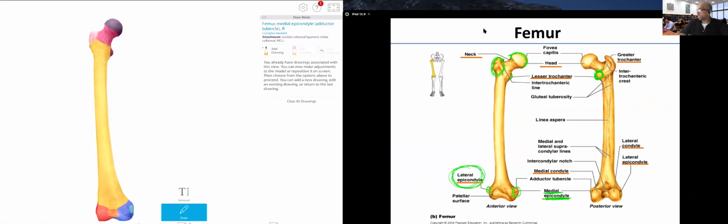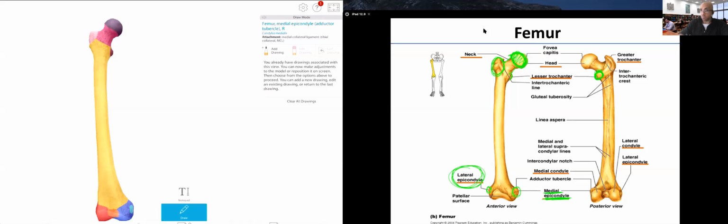So again, what we're looking at in here are the important markings of the femur, the bone of the thigh. We call this here the head of the femur, neck of the femur, greater trochanter, lesser trochanter. We go down, we'll see medial condyle, lateral condyle, medial epicondyle, and lateral epicondyle.